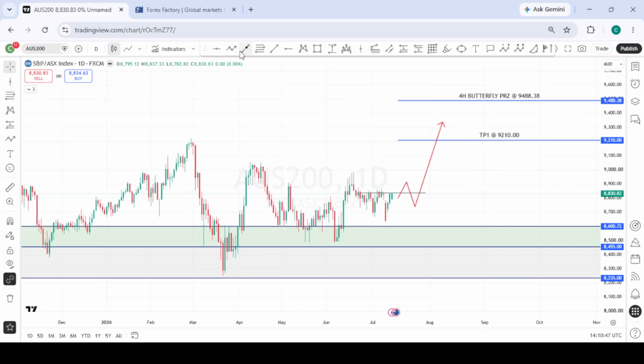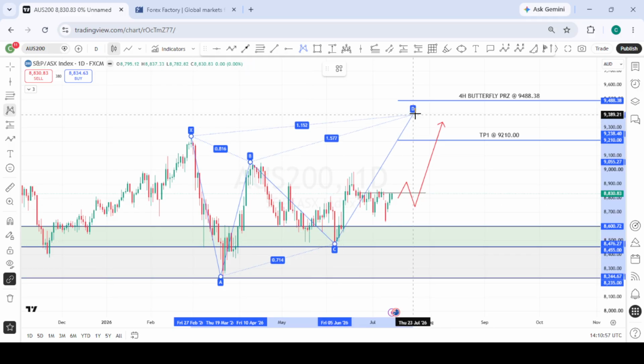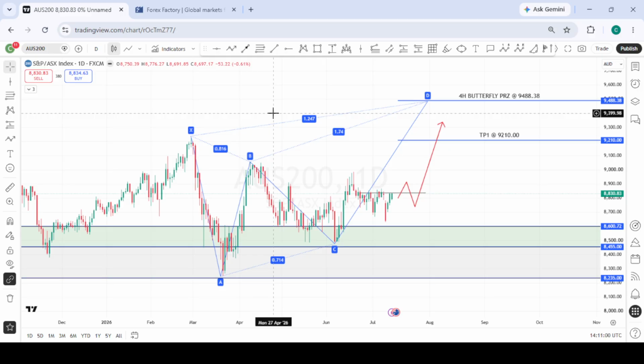for Australia 200. This is the potential harmonic pattern that is developing. This is the X, this is the A, and this pattern is actually a potential butterfly pattern, and this is the C leg. We're expecting price to continue to the upside to give us a C to D leg. So if we get a daily structure shift, as I explained earlier, we'll be interested in taking our buys to the upside for Australia 200.